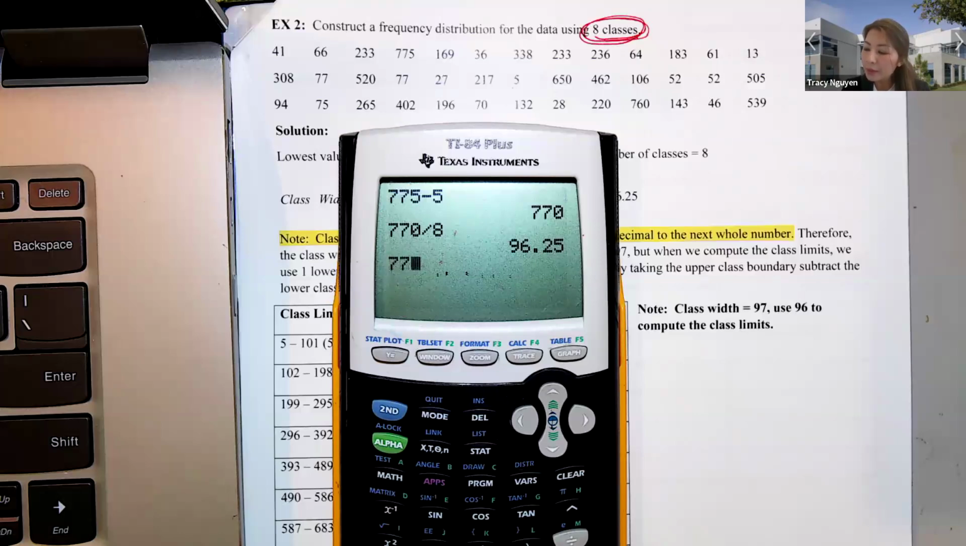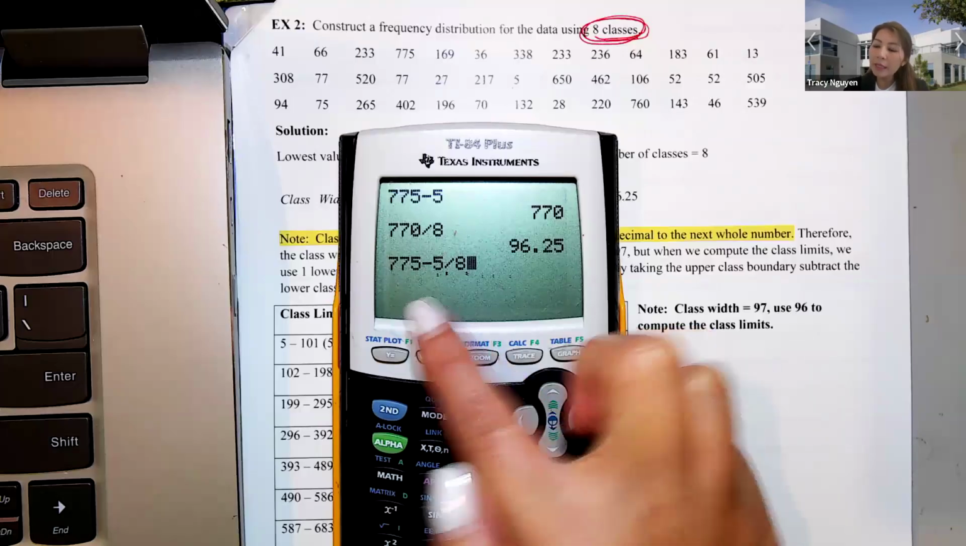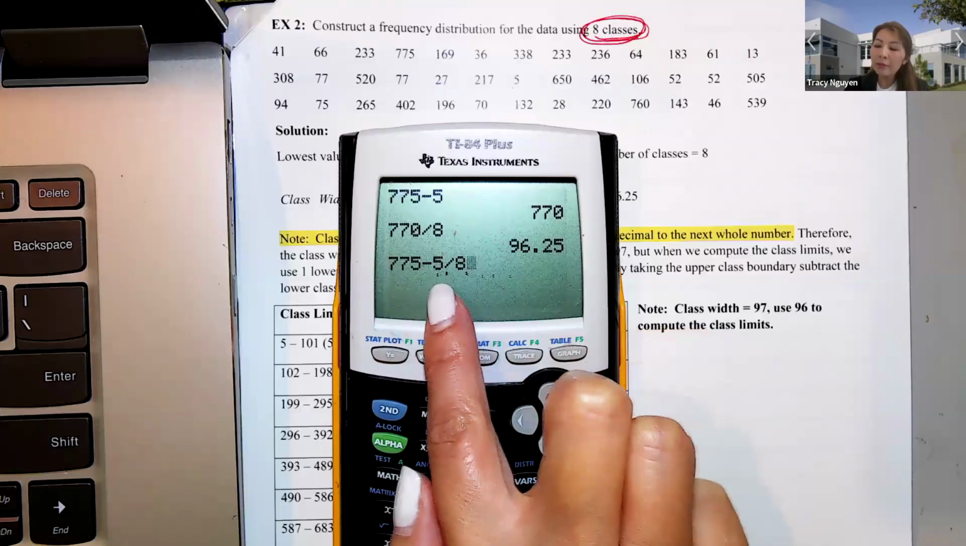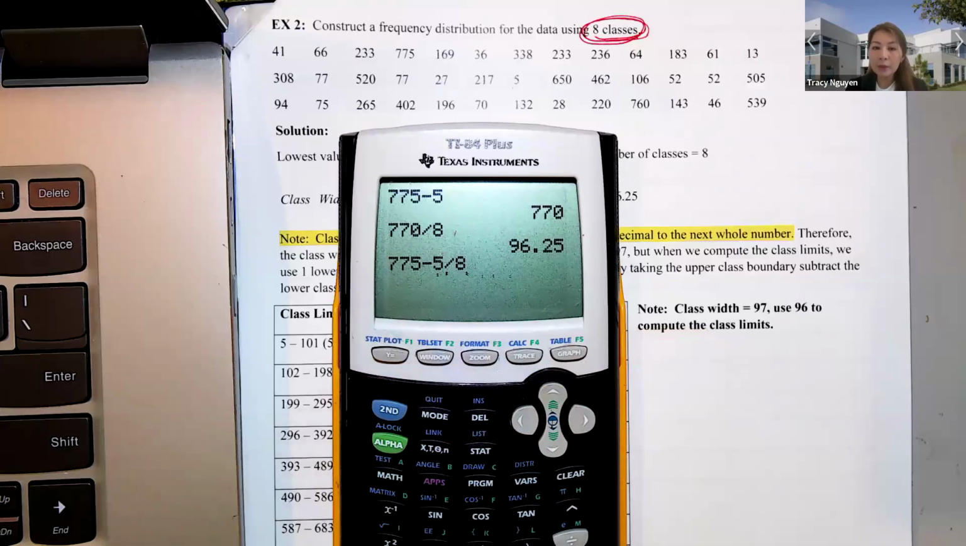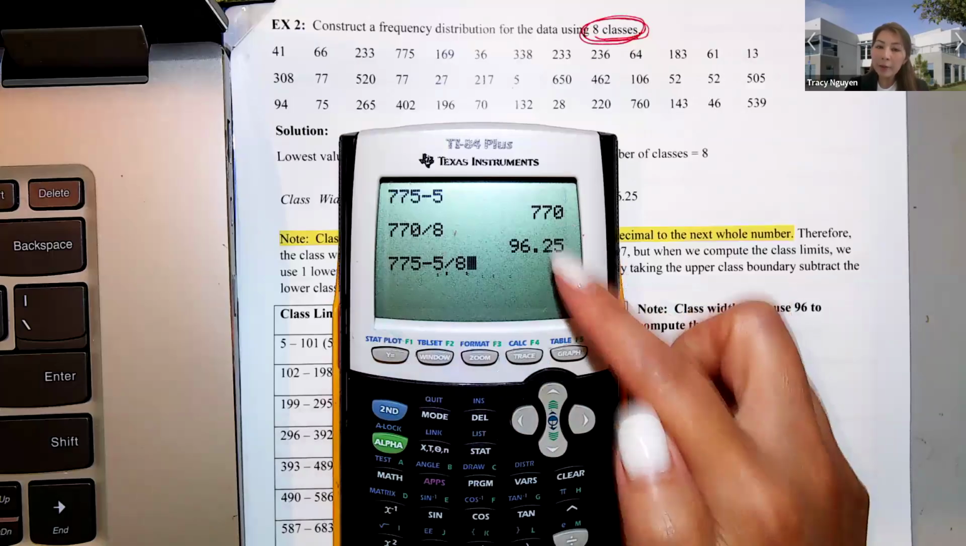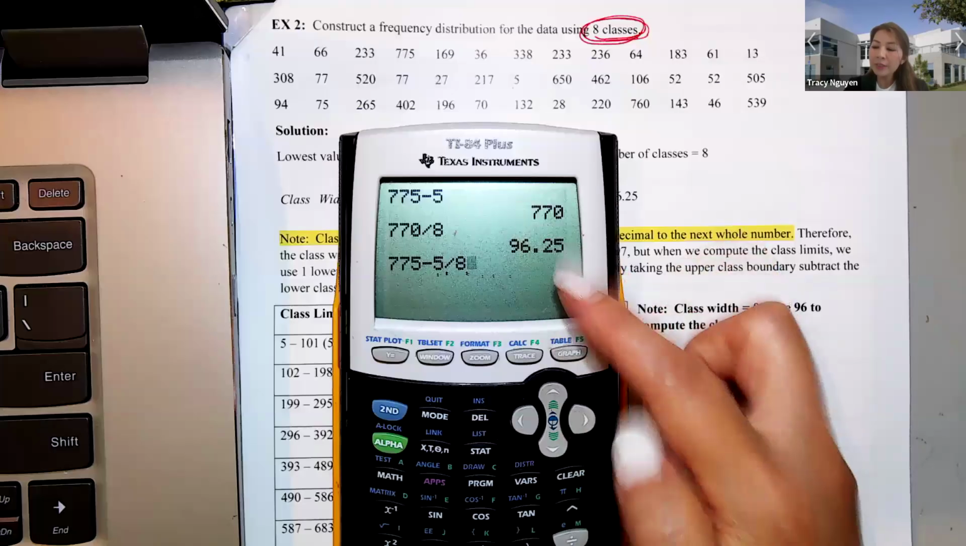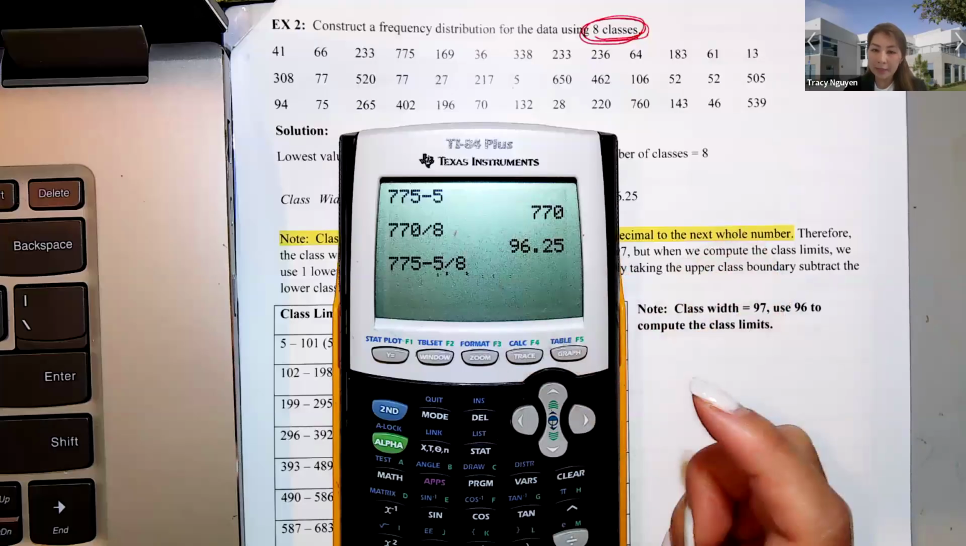Now, when you do the computation, be careful. If you want to do 775 minus 5 divided by 8, don't key it in this way. Because when you key it in this way, your calculator will treat it as doing 5 divided by 8 first, and then the subtraction, but that's not what you intended. So one way to do it is how I did it up here. Find the difference first, and then take the result and divide, okay?